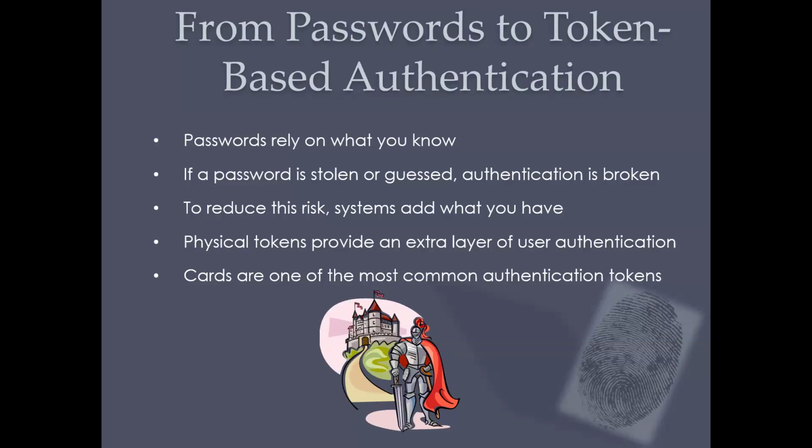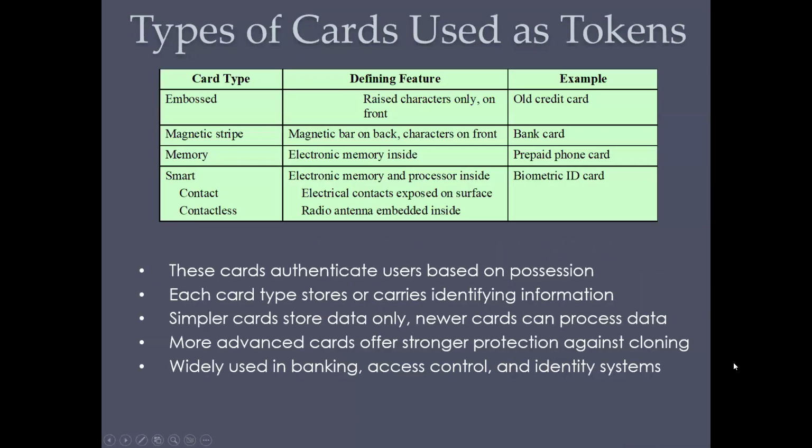Obviously, there is going to be a vulnerability with that, but it is going to be of a much lower rank of vulnerability. So cards are one of the most common authentication tokens that we have. So what are the card types we have? We have embossed, magnetic stripe, memory, smart, contactless, and obviously there are variations of these cards.